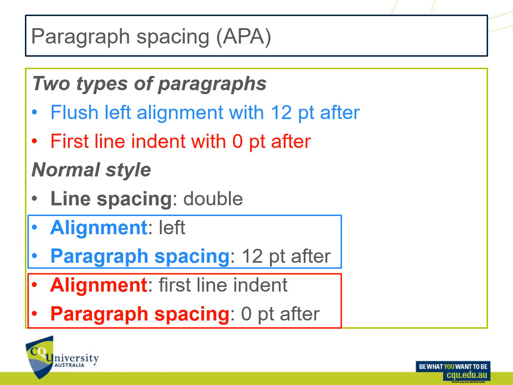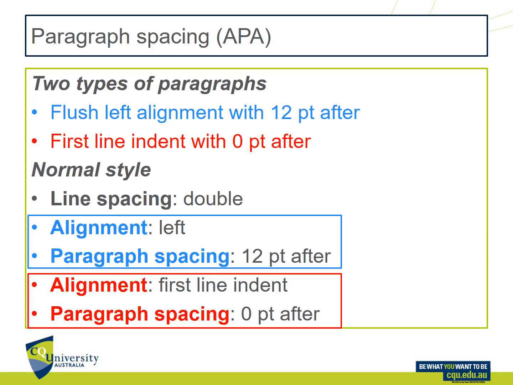There are two types of paragraphs in APA. In the first instance, you may have permission to use a flush left alignment. In other words, your whole paragraph is pushed against the left-hand margin. However, some supervisors prefer to have the first line indented. With flush left alignment, we do need 12 points after so that we can see the difference between the paragraphs. However, if the first line of each paragraph is indented, we don't need any spacing after a paragraph.